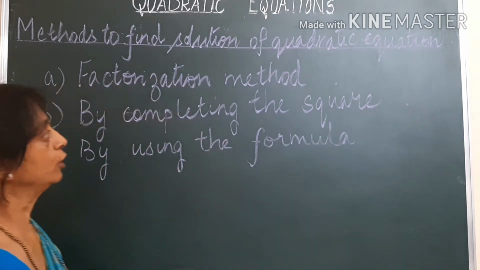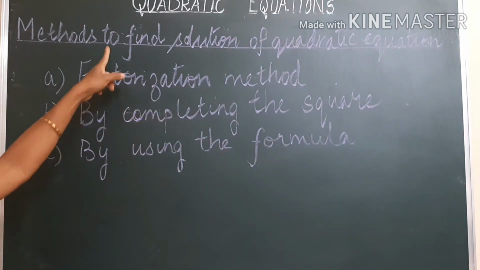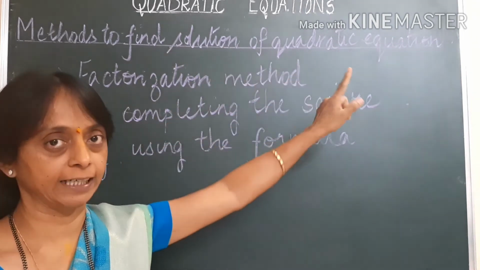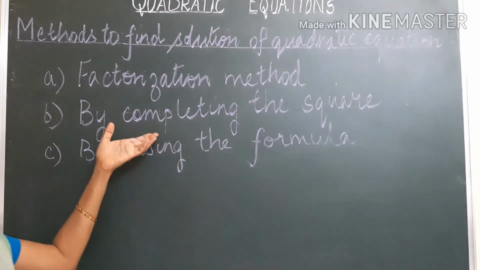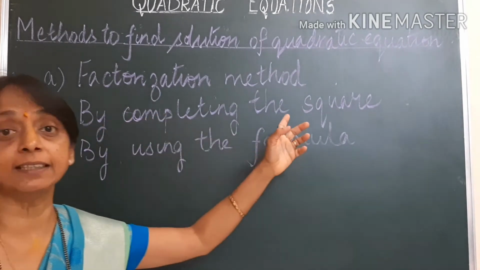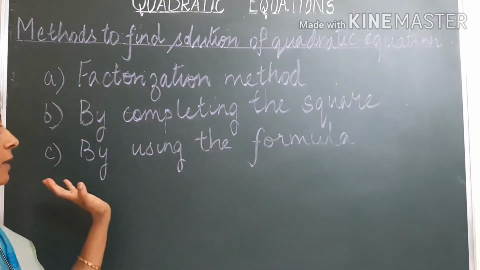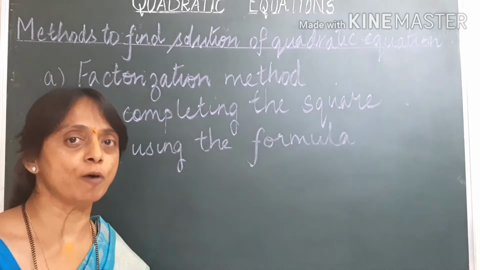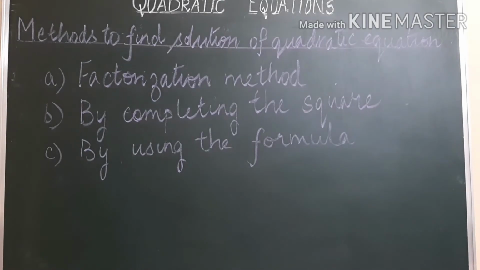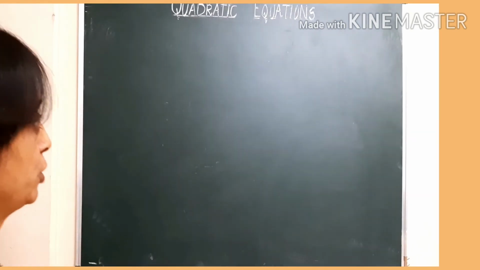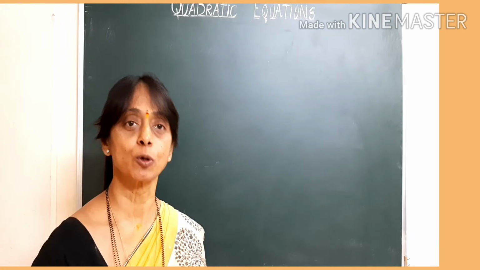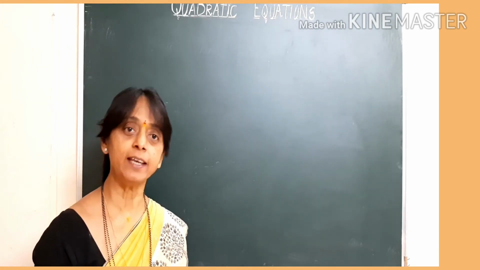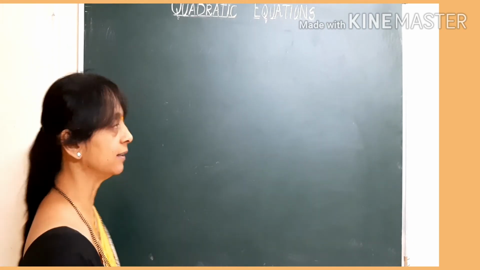So children, you have three methods of finding the solution of a quadratic equation. The first one is factorization method. The second method is by completing the square, and the third method is by using the formula. So children, let's start with the first method to find roots of a quadratic equation, that is by factorization method.